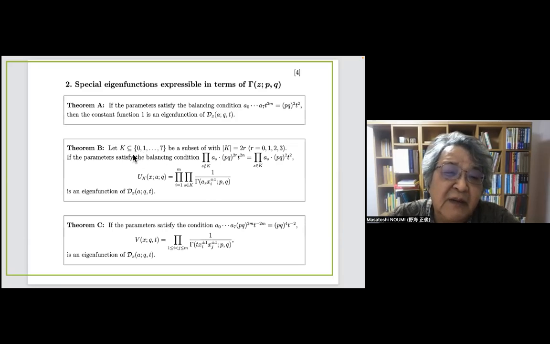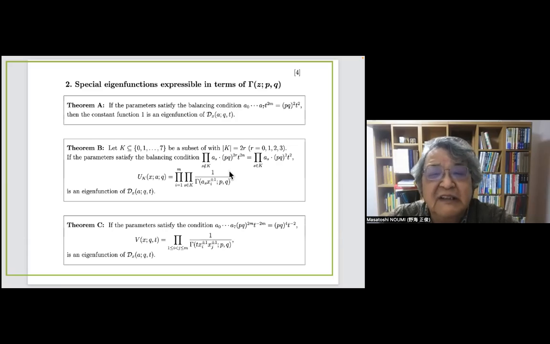But anyway, let's take a subset K of indices in the index set for the A parameters and assume that the cardinality of K is even. Then you can form this product of 1 over elliptic gamma functions in this way. If the A parameters satisfy this balancing condition, which is a bit complicated, involving the product of A_s with s belonging to K and with s not belonging to K, so you need some balancing between the two products here. Then under this type of balancing condition, you can show that this function U sub K is an eigenfunction. So this is one class of seed eigenfunctions.